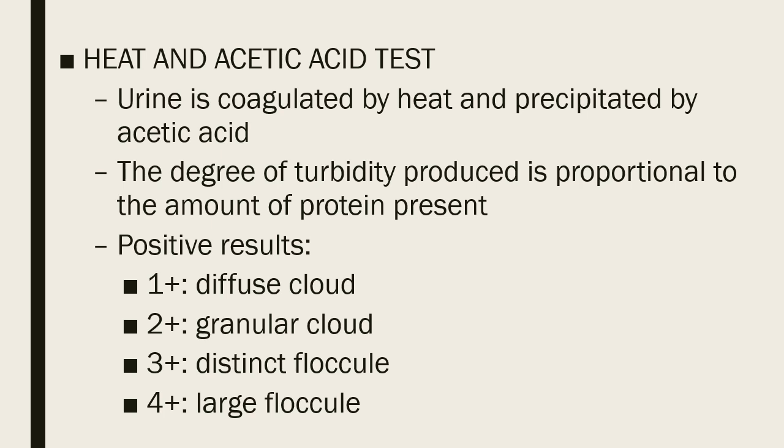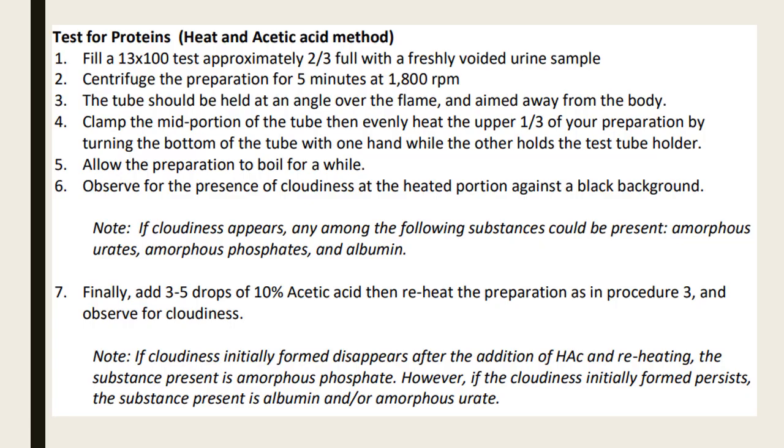Let's take a look at the step-by-step procedure of doing your heat and acetic acid test. You need a test tube, and fill it at least two-thirds full with a freshly voided urine sample. If your sample is turbid or cloudy, you centrifuge the preparation for 5 minutes at 1800 rpm. But if the freshly voided urine is clear, you don't need to centrifuge.